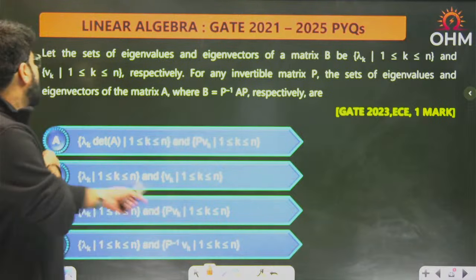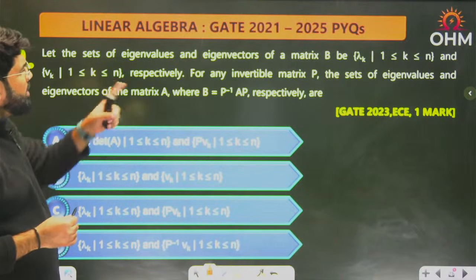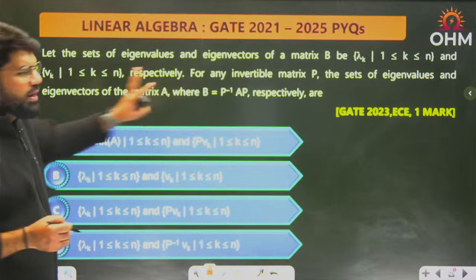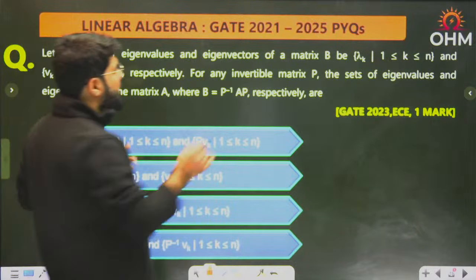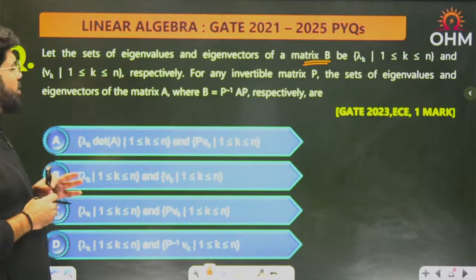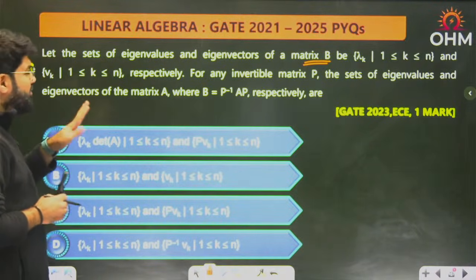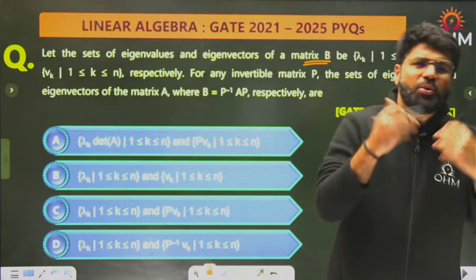Yeah, let's do it. Let the sets of eigenvalues and eigenvectors of the matrix B be lambda k, k is 1 to n, and Vk, k is 1 to n. That means lambda 1 to lambda n and V1 to Vn. This is the set of eigenvalues and eigenvectors for B. For any invertible matrix P, the set of eigenvalues and eigenvectors of the matrix A, where B equals P inverse AP, respectively are. Diagonalization concept, but okay, let's solve it normally.